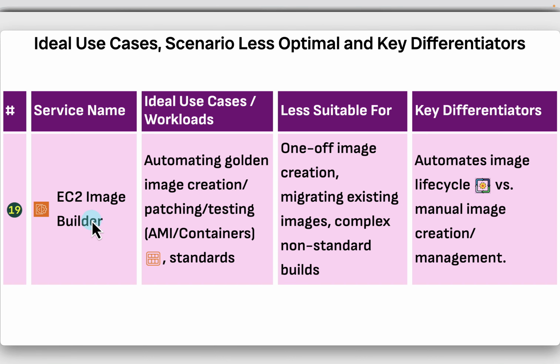Next, EC2 Image Builder. Ideal use cases are automating golden image creation, patching, and testing, and that includes both AMIs, Amazon Machine Images, and containers, and it follows all the standards. Less suitable for one-off image creation, migrating existing images, and complex non-standard builds. Key differentiators are it automates image lifecycle versus manual image creation and management.